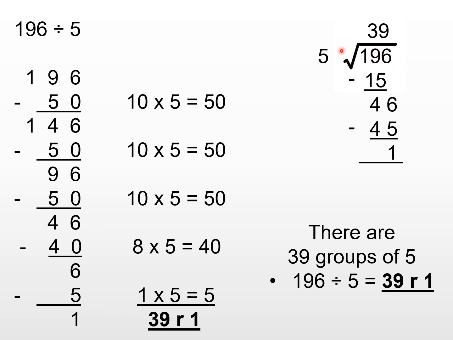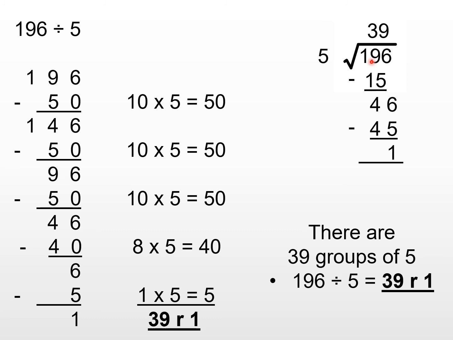Bigger number must be inside, the smaller number must be outside. Now 196 divided by 5, how would I do this? First of all, I would not consider digit by digit you will move, right? So 196 here, 1 is a very small digit. Let's consider the whole 19.